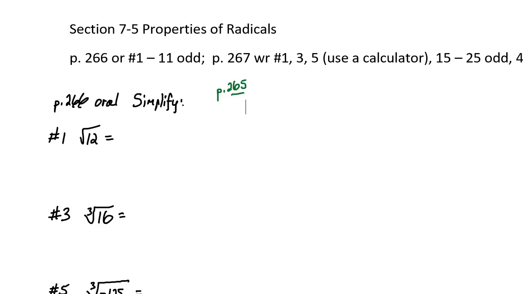Here are the answers for the section 7-5 assignment. On page 266, we're asked to simplify expressions that have radicals. To simplify a radical expression, we have to make sure that the four rules on page 265 are satisfied. So to simplify radicals, you have to look at the four rules to figure out which of them apply to the expression that you have.